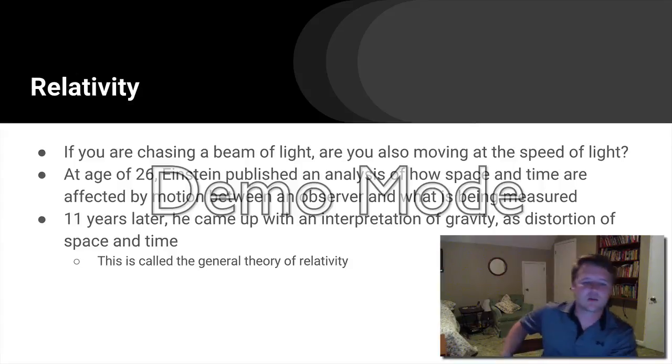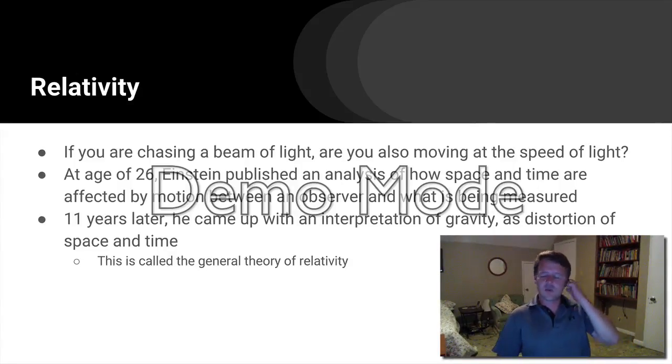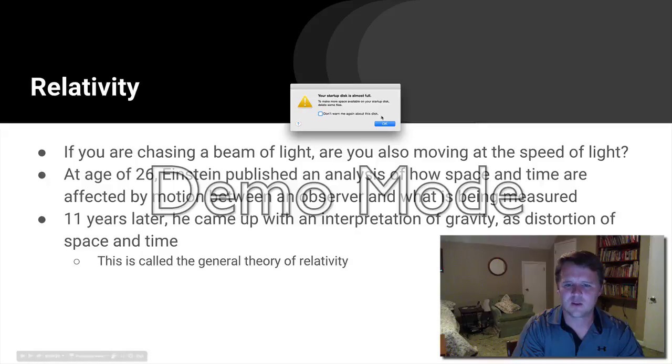So now just to talk about the theory of relativity real quick. If you can remember who came out with this, Albert Einstein. So if you are chasing a beam of light and you're right on it, traveling with it, are you also moving at the speed of light? That's just a theoretical question that I think Mr. Einstein asked.